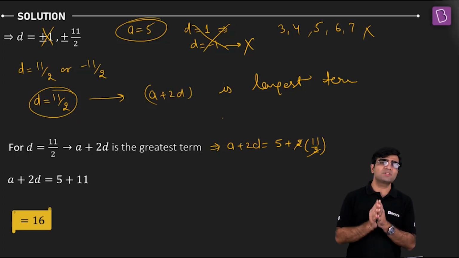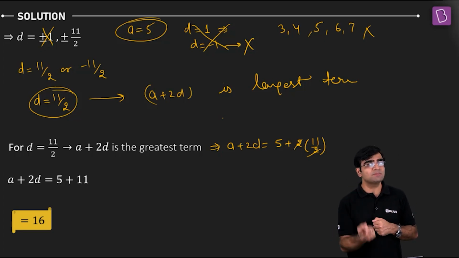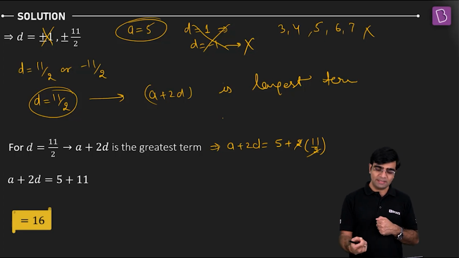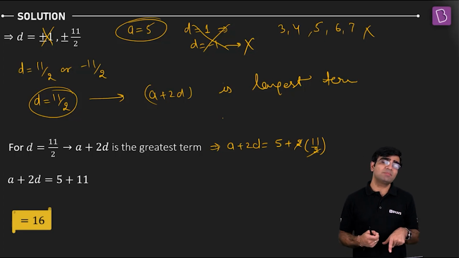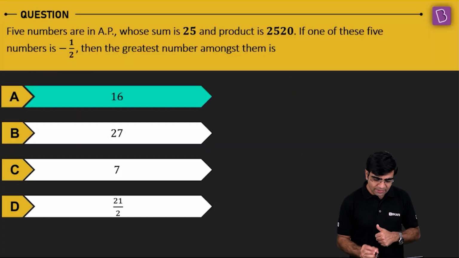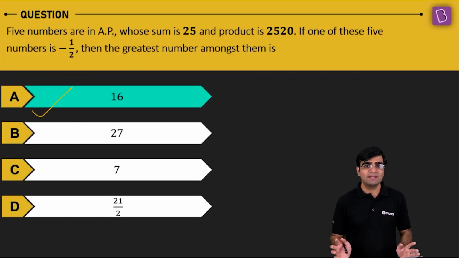I want to have an increasing progression, and for that matter, a plus 2d becomes the largest value. When I plug in the values of a and d, I got the result as 5 plus 11, or 16. Perfect. Hence, option A will be the correct answer.